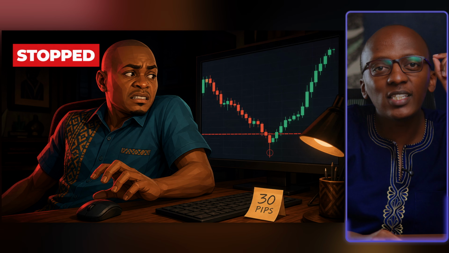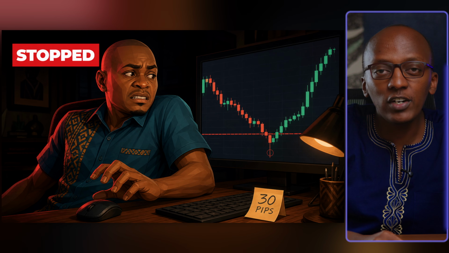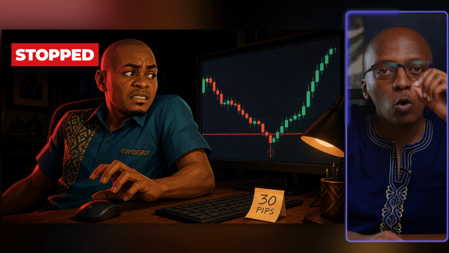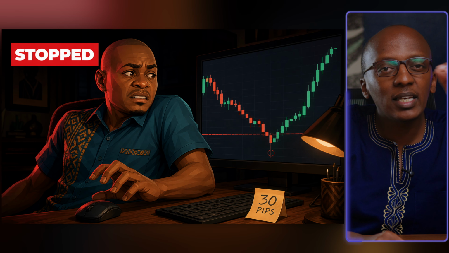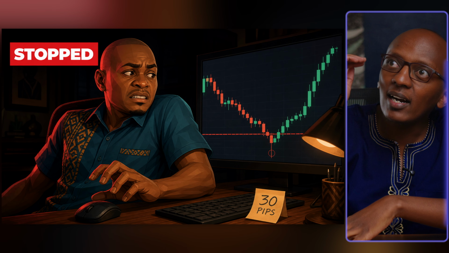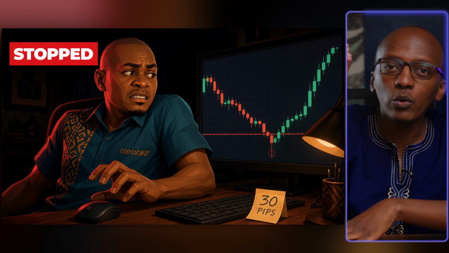Most traders use the same stop loss distance on every trade. That is, the same number of pips. Slow market or a volatile index, it doesn't matter. And the market clips their stop loss and runs to their take profit without them.